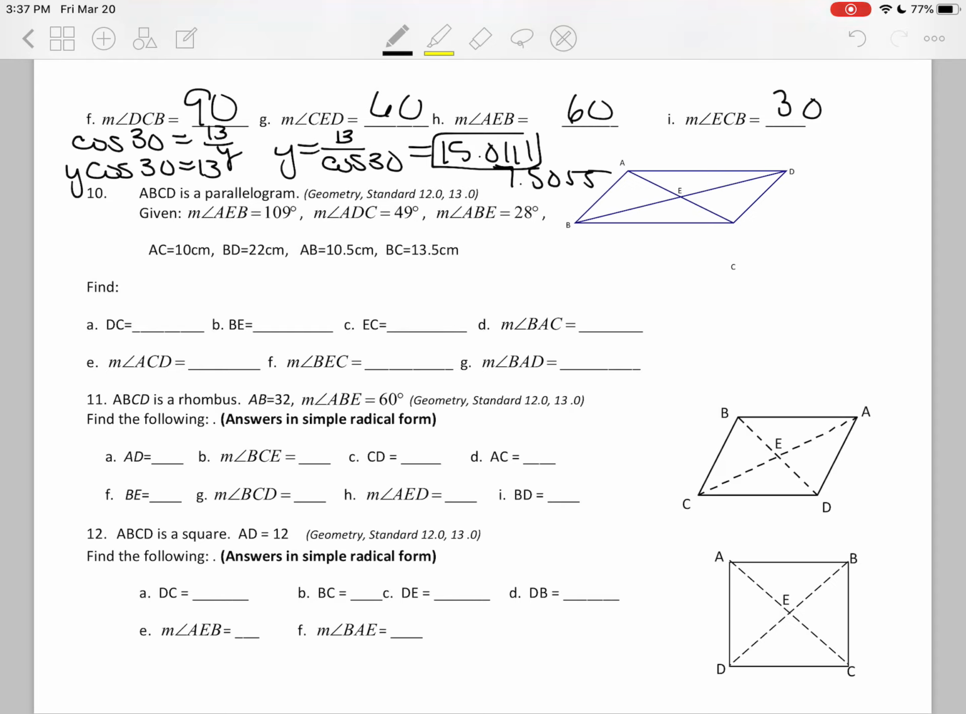Parallelogram, the sides are the easy part, the side lengths. The angles are the harder part. So we're going to do the side lengths first.